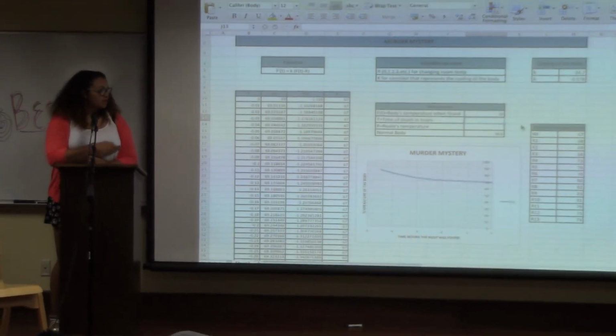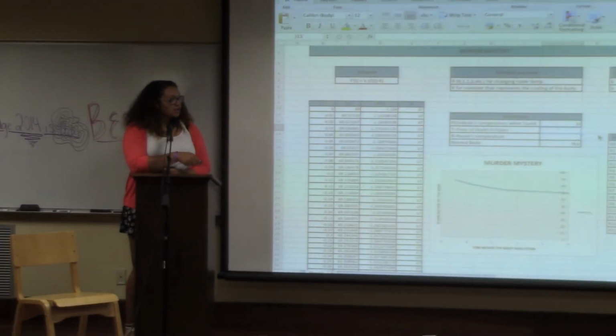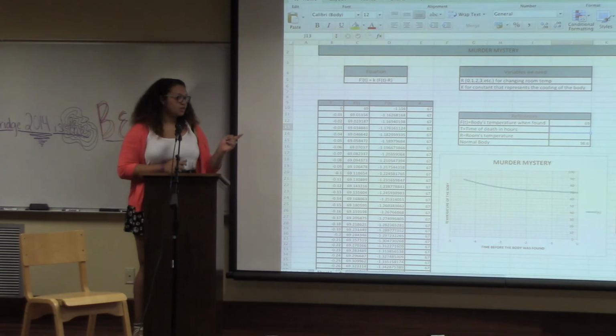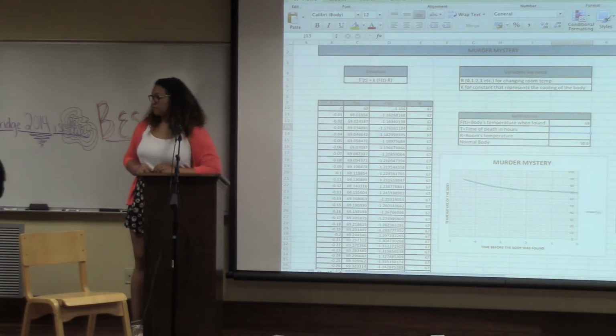For this machine, all you have to do is input the changing temperature for the room at each hour and the temperature at which they found the body, and you can see how long it's been. This concludes our presentation.